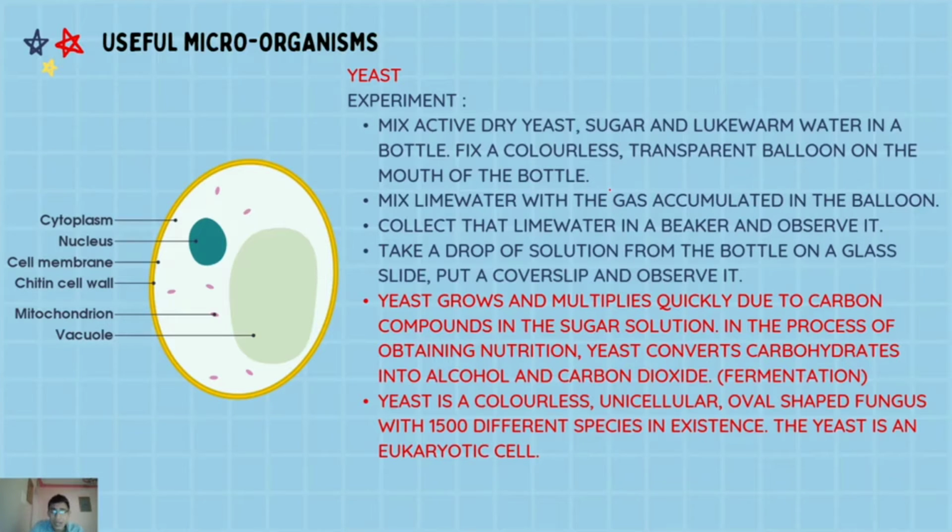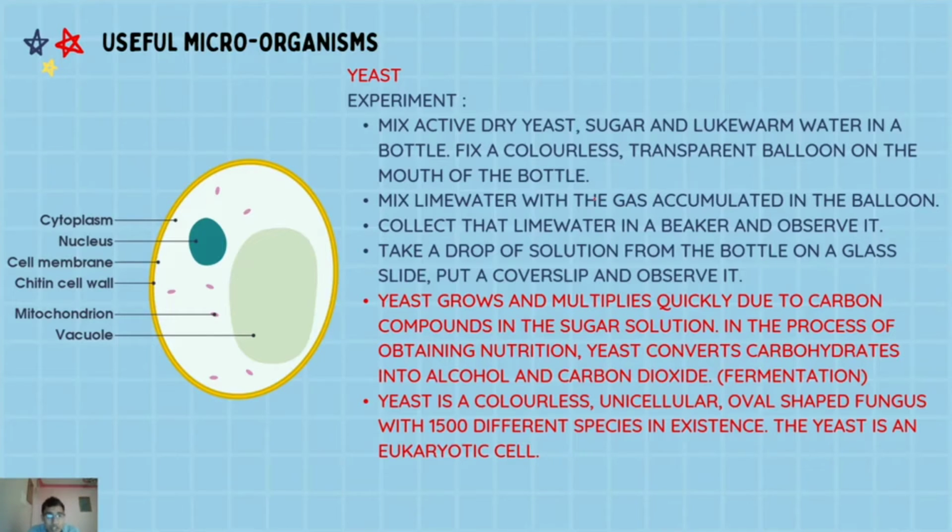So what is the first procedure in this experiment? We have to take active dry yeast. We have to buy that yeast from the market. Then we are going to add that yeast with sugar in lukewarm water, the water which is not completely boiled, just heated. In that water we are going to add this yeast. After that we will fix the mouth of the bottle in which we have put all this yeast, sugar, and water with a colorless transparent balloon. Now after some time what we will observe is that the balloon is going to inflate, and a gas is going to be collected in the balloon.